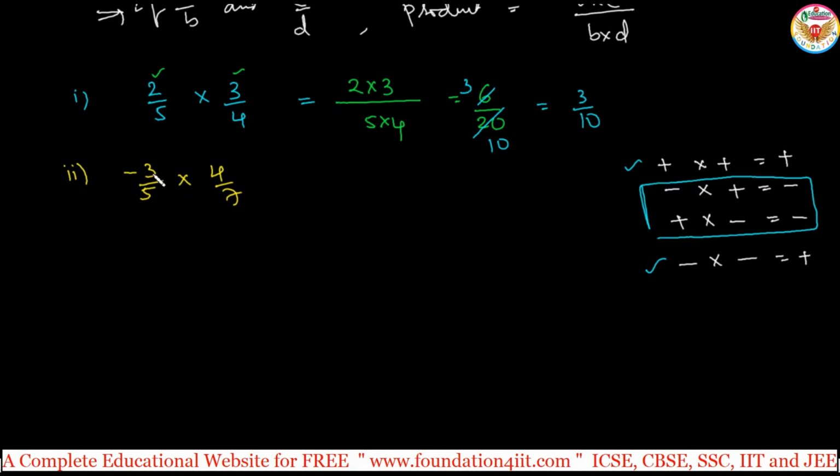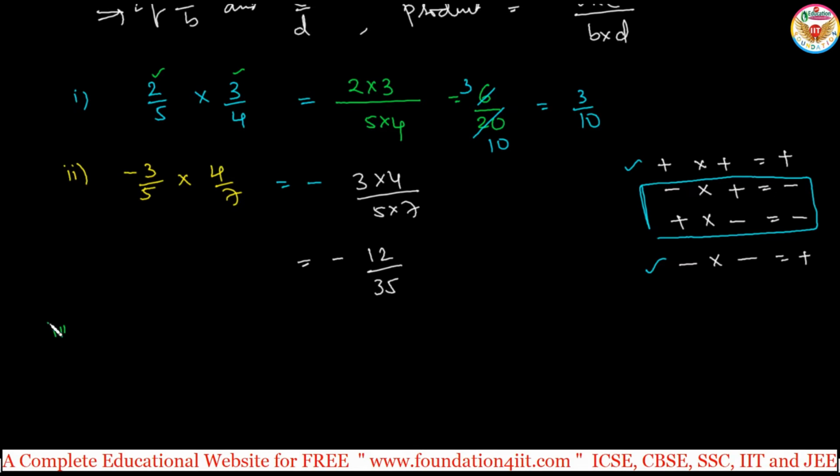So here 3 by 5 is the negative number, 4 by 7 is positive. So the result is minus into plus, overall minus. Now the numerators 3 into 4 by 5 into 7, with the number already negative. 3 into 4 is 12, 5 into 7 is 35. So minus 12 by 35 is the answer.